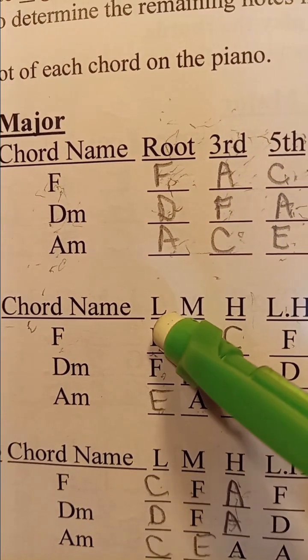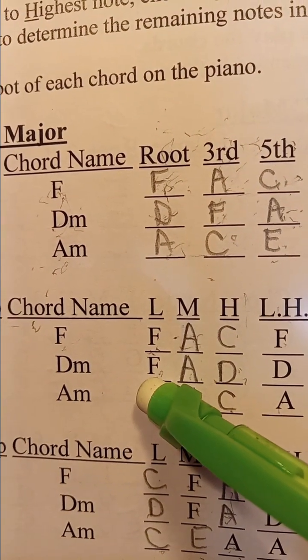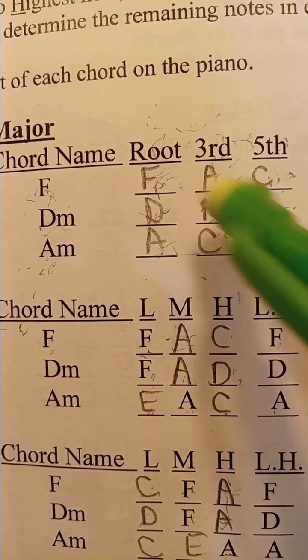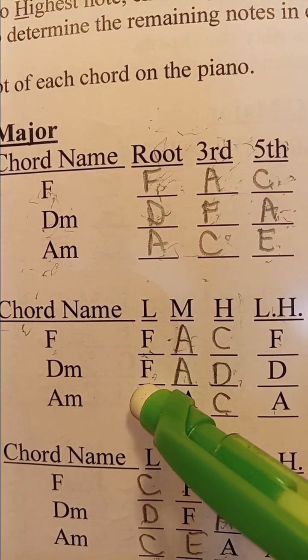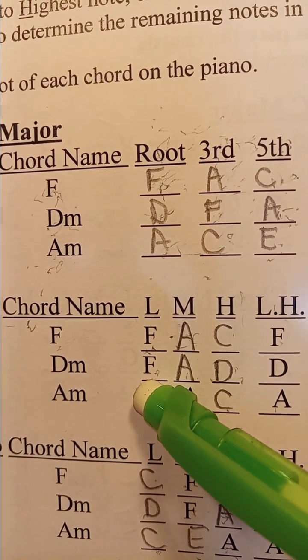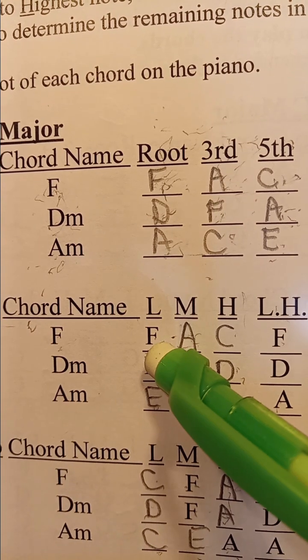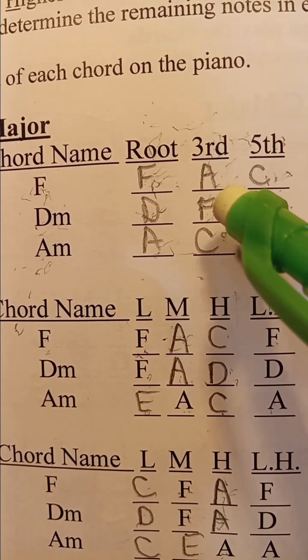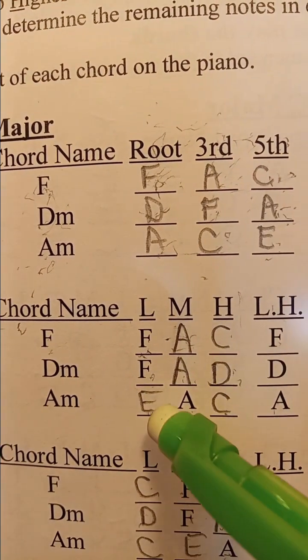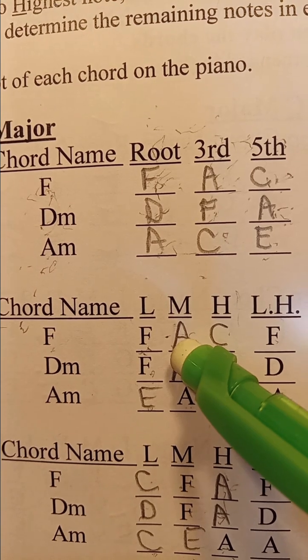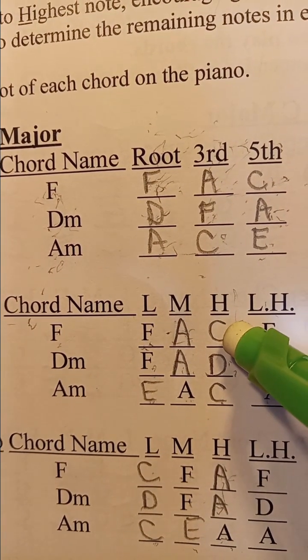With the F and the D minor chord both having the F note in them, we'll list F first as the low note of the chord, and the remaining letters of the F chord would be A and C in the same order here. A would be the middle note, and C would be the high note.